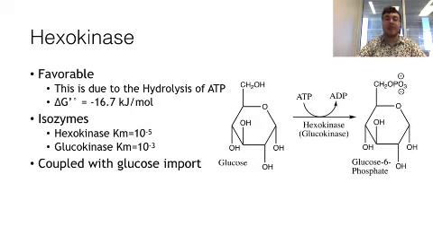An additional mechanism is that as glucose enters the cell, hexokinase phosphorylates it almost immediately so that the glucose does not leave the cell. Glucose 6-phosphate can't leave cells, but glucose has the ability to through different transporters.